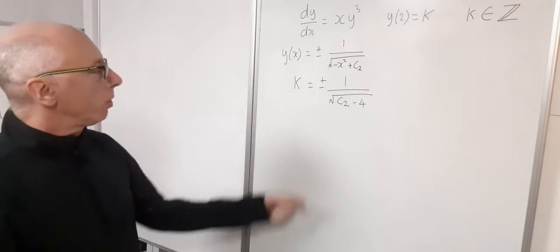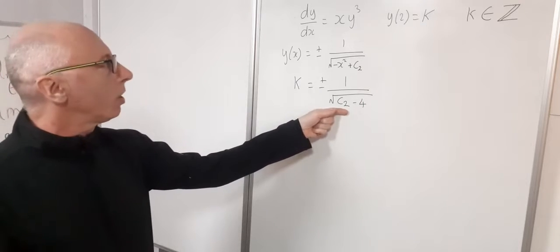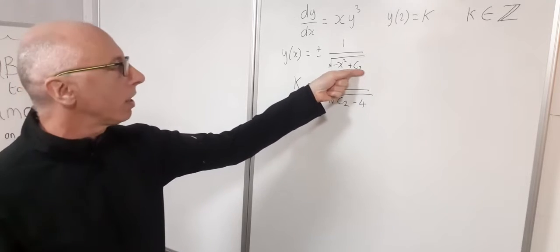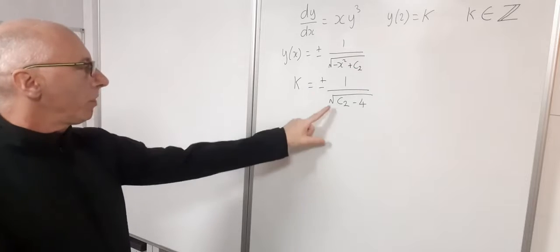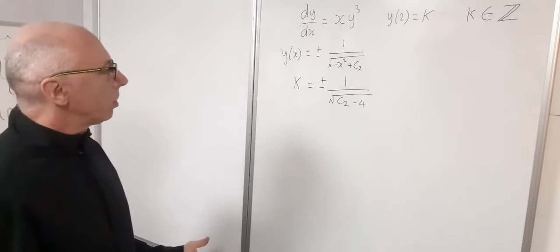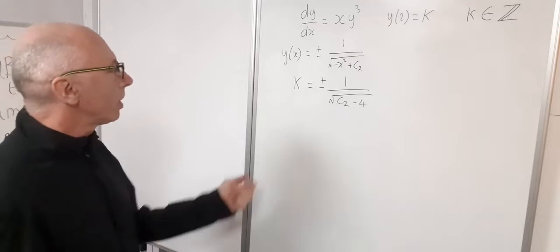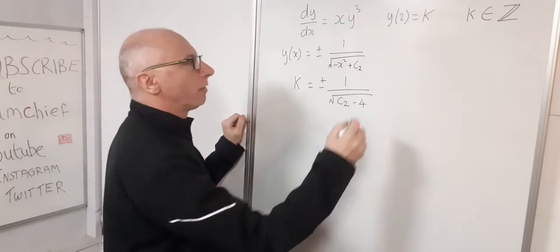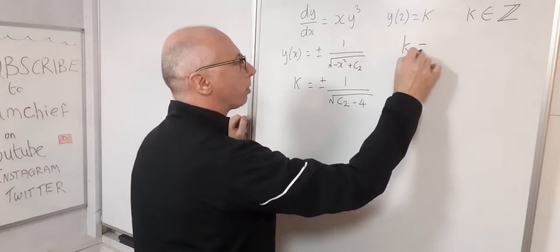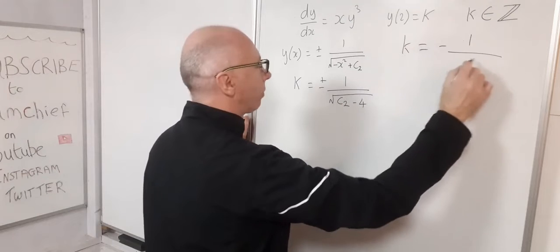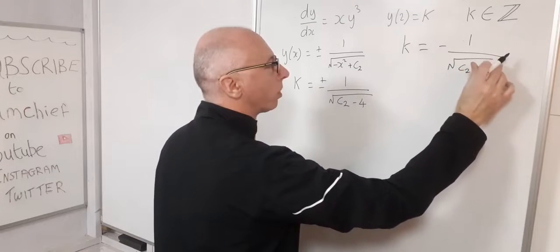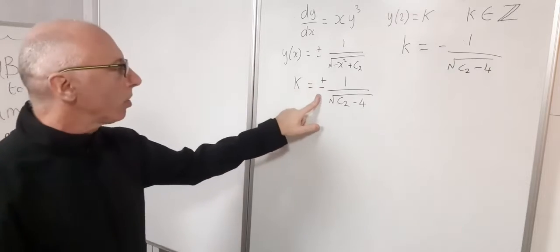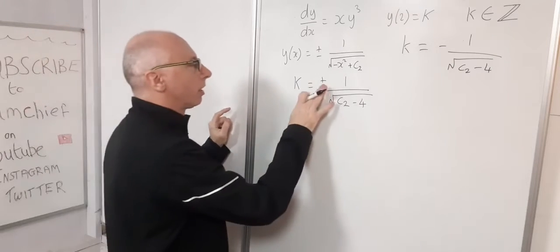So now what I want to do is try and get this c2 on its own, and I know what my constant is here with this condition. So with this radical on here, that doesn't look so bad. So what I can do is now split this into two values. So I've got k equals minus 1 over square root of c2 minus 4. And here I'm just going to do the positive one on this side. Okay.